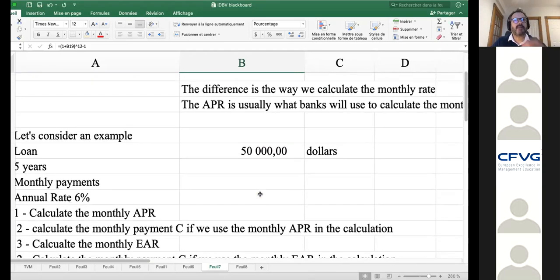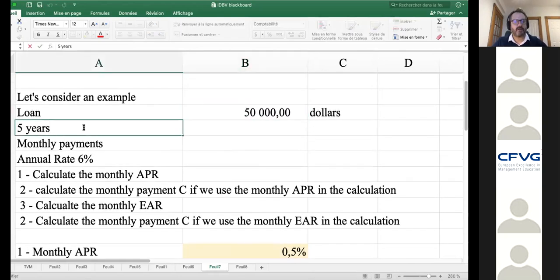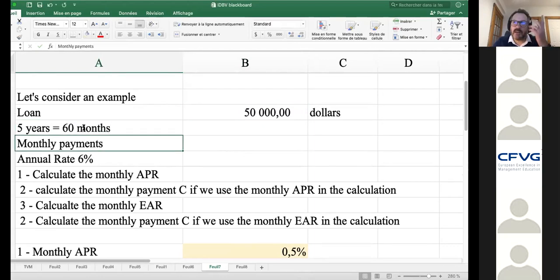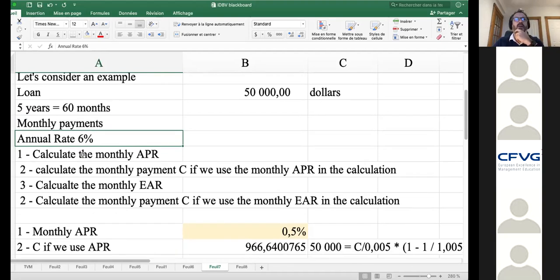So let's recapitulate this example. We have a loan of 50,000 for 5 years, so that means 60 months, right? Monthly payments. You will always have that in your exam. Usually you will have monthly compounding. The payments are monthly, and usually you are provided an APR. So usually the case will say you have an APR with monthly compounding.